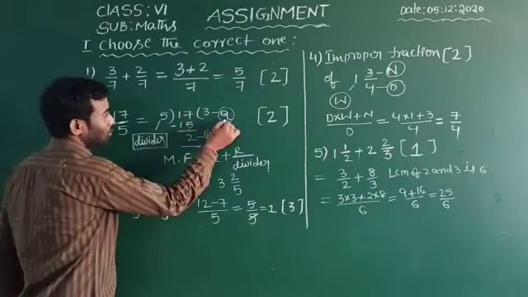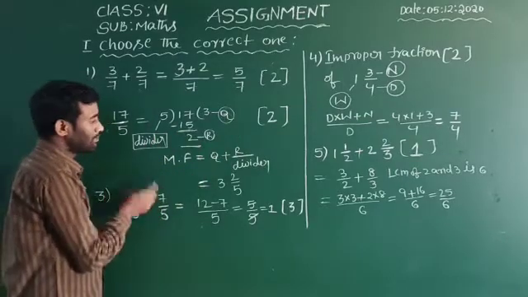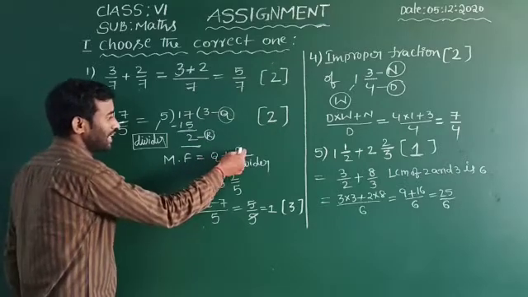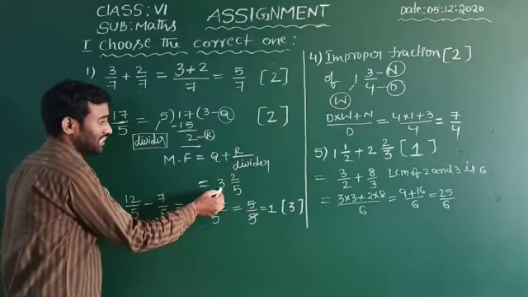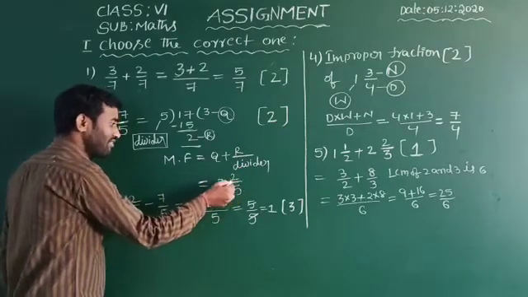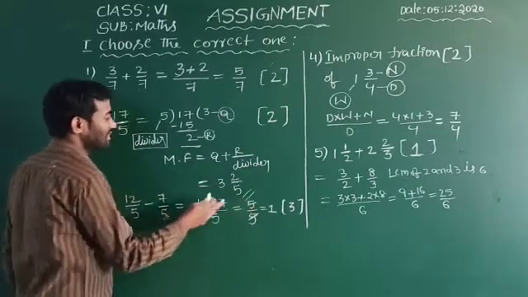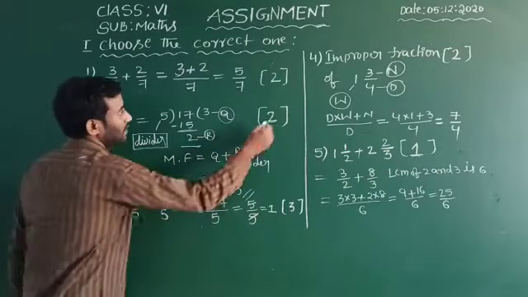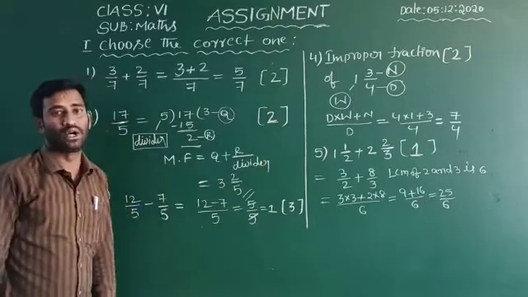Now we have the quotient, remainder and divisor. So the mixed fraction form equals quotient plus remainder by divisor. The quotient is 3, the remainder is 2, and the divisor is 5. So 3 and 2 by 5 is the mixed fraction form of 17 by 5. According to our options, the second option is the correct one.